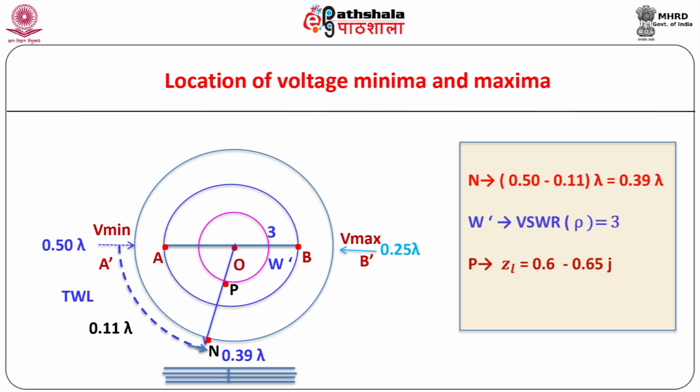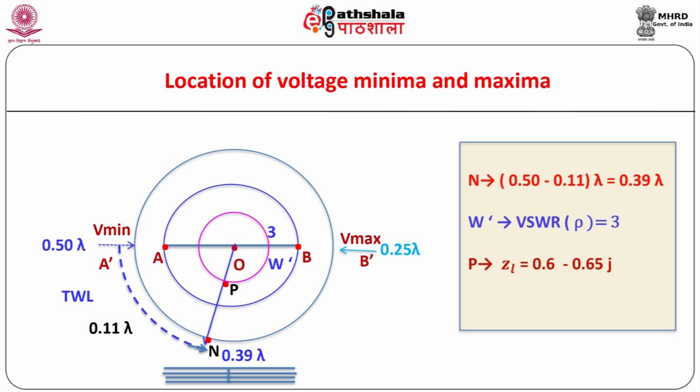Note the point P of intersection of this circle and the line ON. Point P represents the normalized load impedance. Note the values of R and X at the point P and obtain the normalized load impedance ZL equal to R plus jX. It will be seen that R is equal to 0.6 and X is equal to minus 0.65. With this, in the problem under consideration, we get the normalized load impedance ZL equal to 0.6 minus j0.65.